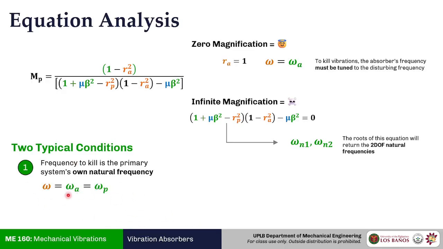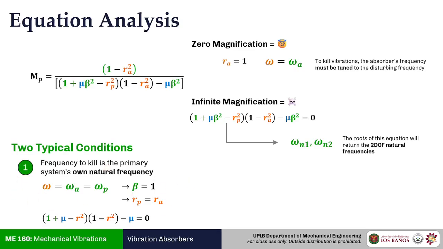So the omega that you have to kill is omega P itself. And because you have an absorber, omega A has to chase after omega. And so you get this kind of double identity wherein omega is equal to omega A equals omega P. And there are consequences for that. First and foremost, your beta, your frequency ratio, is reduced to 1, and all of your R's are essentially the same. So your equation simplifies to just this. This is the denominator, and you can easily find the natural frequencies if this is the case.